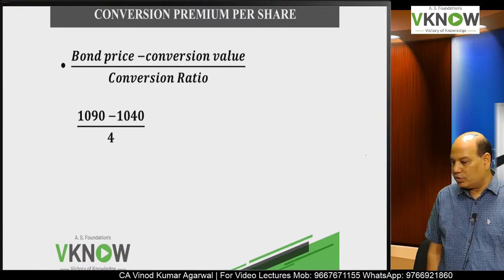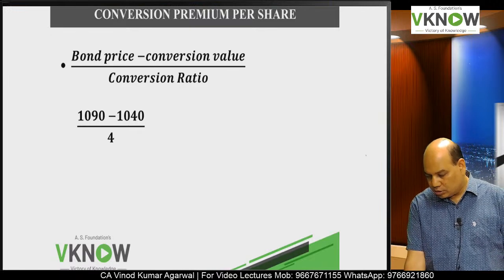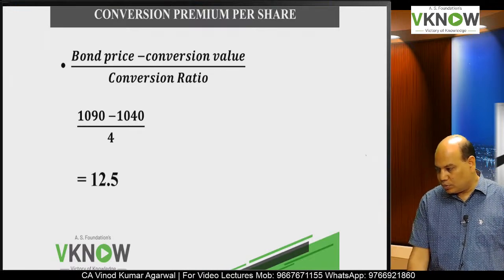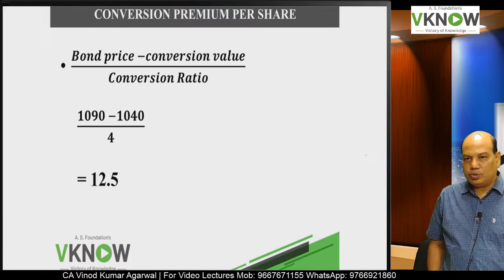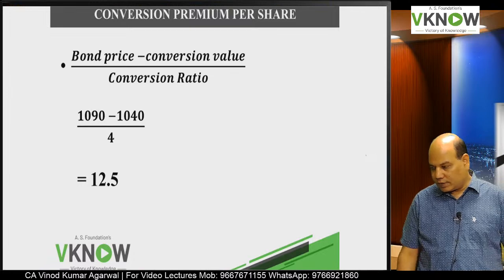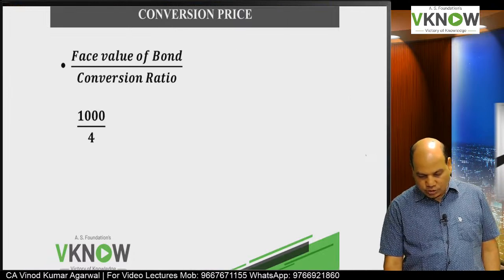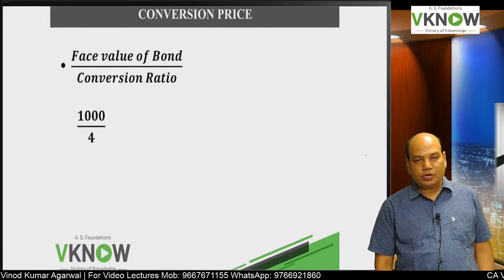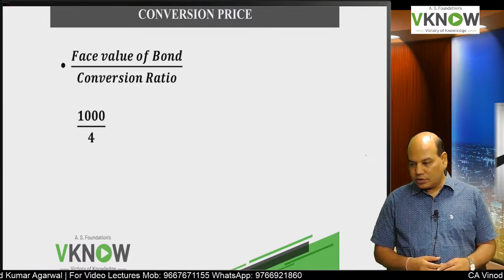1090 minus 1040 divided by 4. So the student is right, 12.50. 12.50 is your premium you are paying per share. Okay, one more question. Conversion price. Conversion price means exercise price.